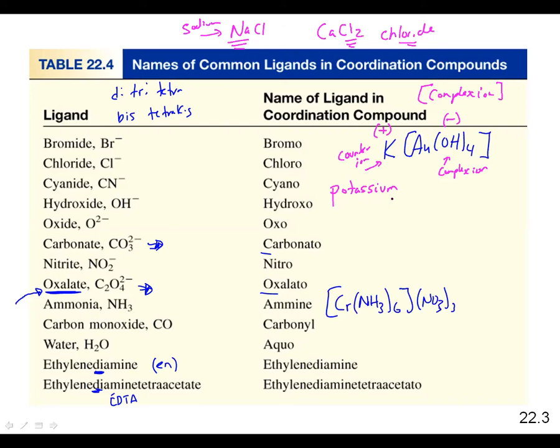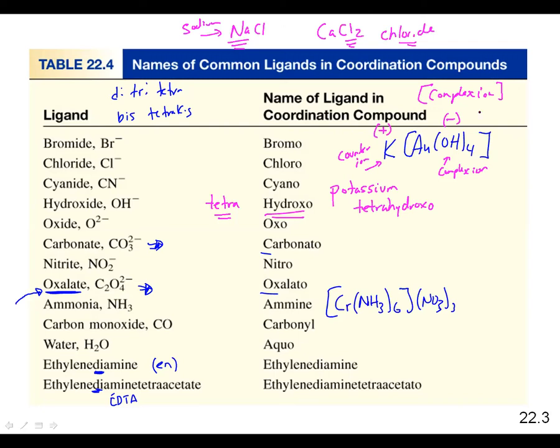So now we've got a couple of things happening here on our complex ion. We have our ligands, and we have 4 ligands. The prefix for 4 is tetra. And our ligand is OH, so hydroxide becomes hydroxo. So we would put that together. I'm just going to write it underneath so I don't run out of room. So this is going to be tetrahydroxo.